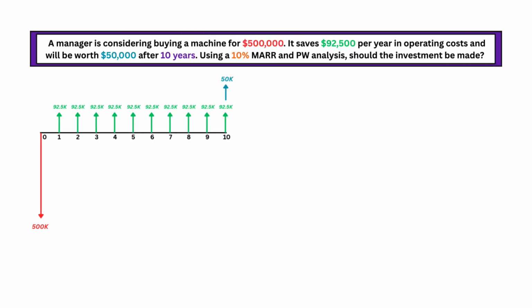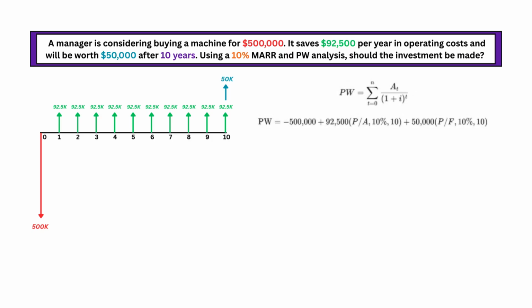To see how this works in practice, consider the following example. A manager is considering buying a machine for $500,000. It saves $92,500 per year in operating costs and will be worth $50,000 after 10 years. Based on the firm's 10% after-tax MARR and a present worth analysis, should the investment be made?